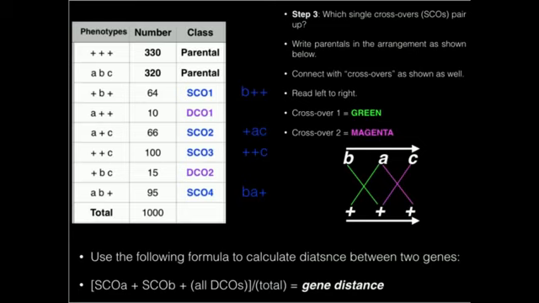Now what we're going to do is ask ourselves which single crossovers pair up. To do this, we're going to make a diagram like this. What we're going to do is write both parentals in the arrangement here. And what that means is basically we're going to put them in the order that we just found.